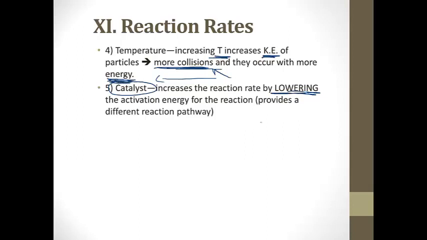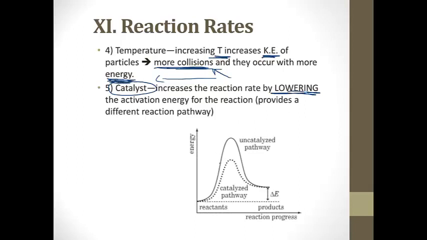Just like if you're trying to go over a hill, instead of having to go all the way up over the hill, the reaction can take a shortcut. So the collisions do not need to have as much energy to form the activated complex, which means a larger percentage will be able to form activated complexes, and you'll get a faster reaction.